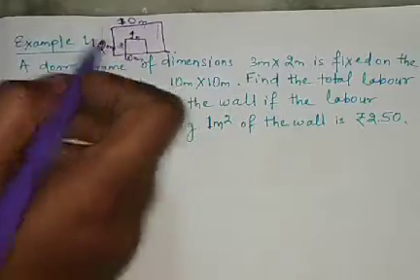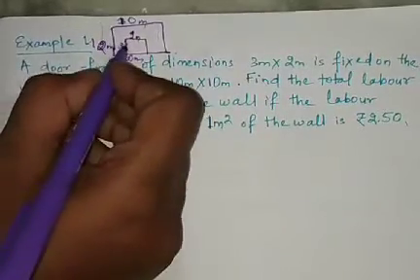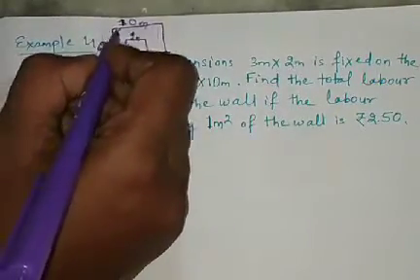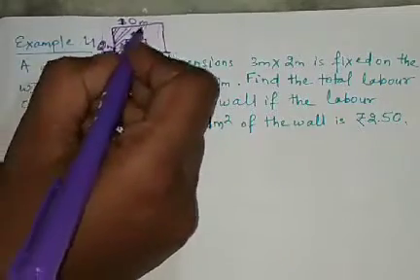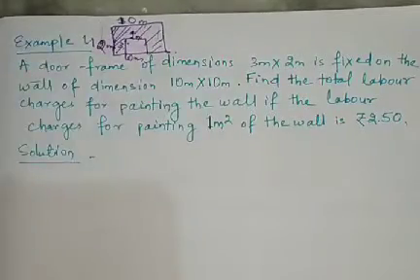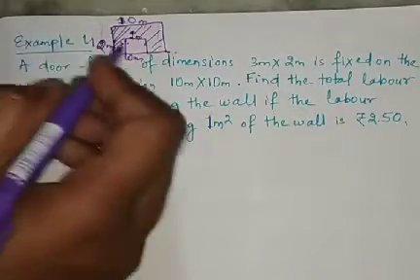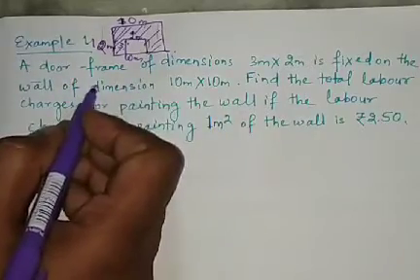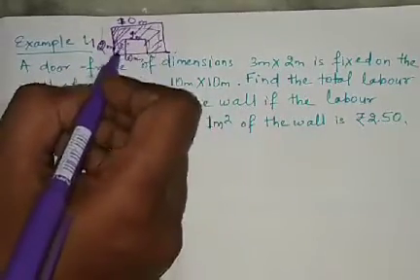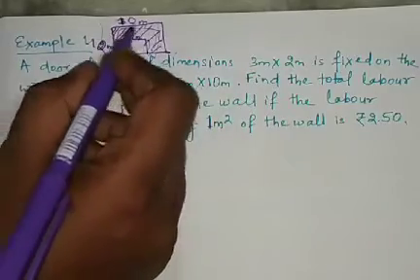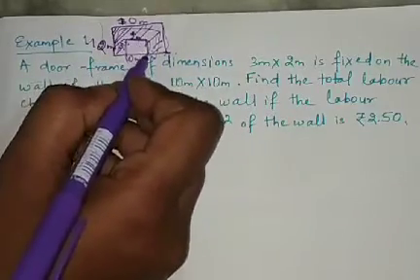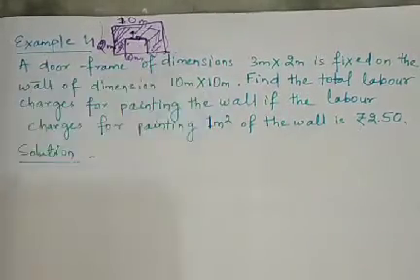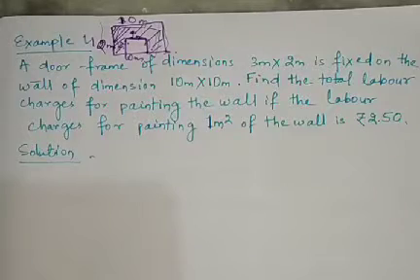So here you need to paint the wall. When you are painting the wall, they are not talking about painting the door frame. So you have to exclude this area. How will you find this area? Area of wall minus area of door frame, so that you can find the area of this portion. So let's find the solution.